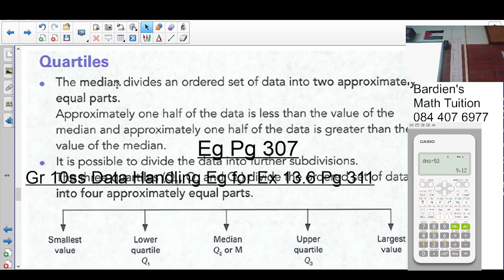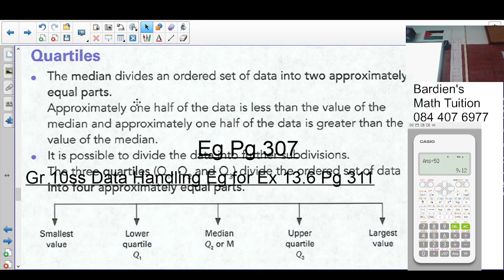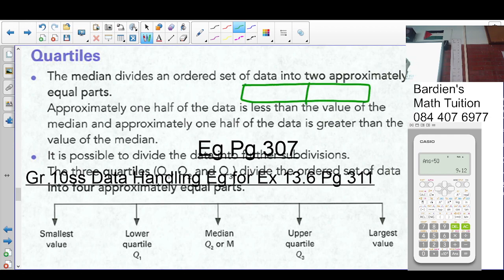So let's go. Quartiles. The median divides an ordered set of data into two approximately equal parts, which is 50% on either side of your quartile. Quartile 2, your median. Approximately one half of this data set is less than the value of the median, and approximately one half of the data set is greater than the value of the median. So basically what they are saying there is that if you've got the data set, you divide this data in half, that is quartile 2, your median.